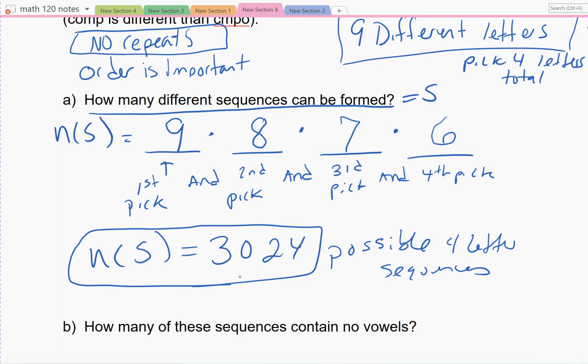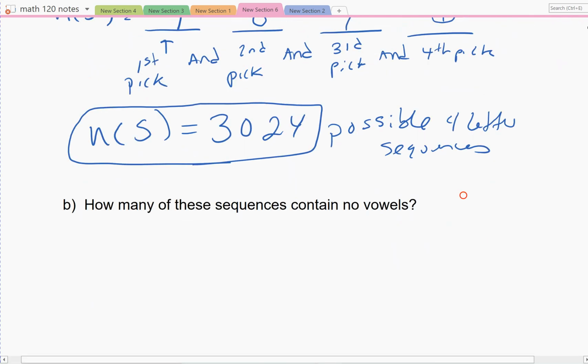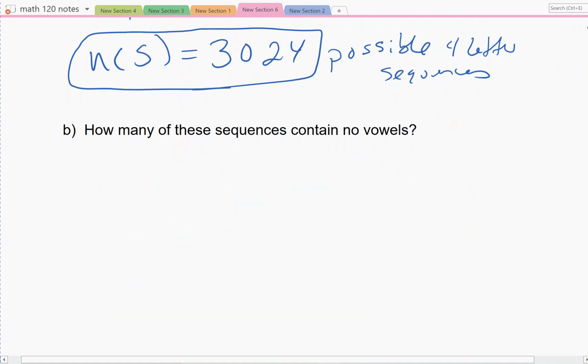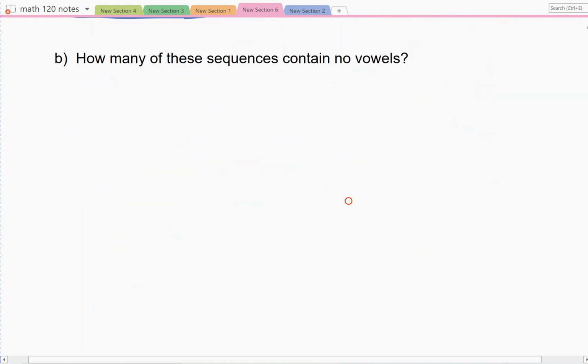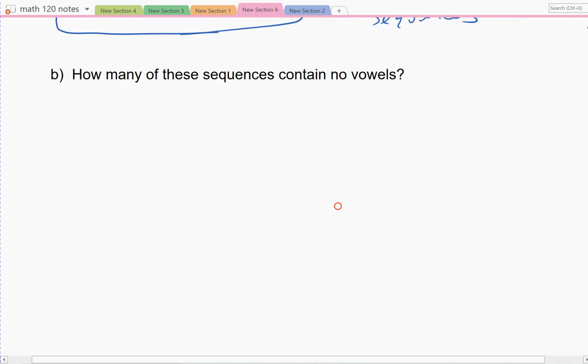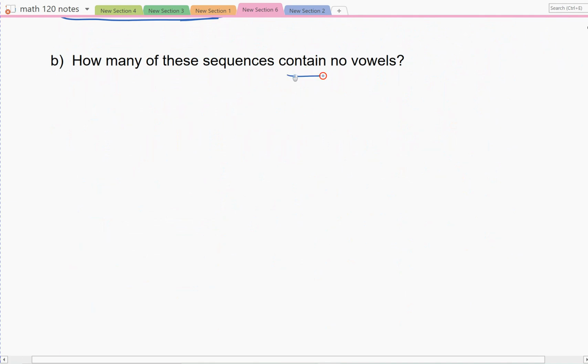Right, so same case, but now I'm going to do subsets of this case. All of the remaining examples from this one should be less than 3,024. Alright, I want to know how many of these sequences, the 3,024, contain no vowels in them. Out of my 3,024, what's the odds of not having a vowel?